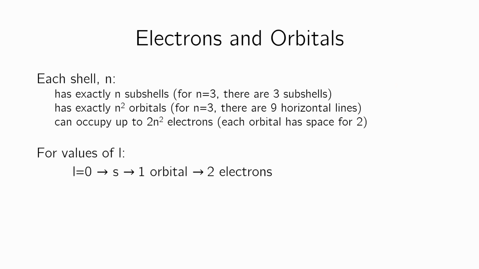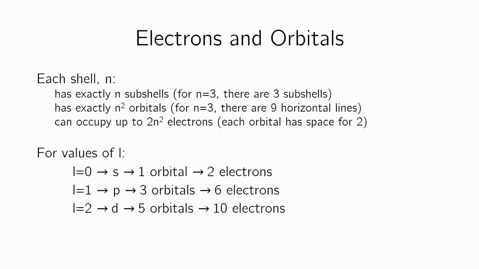The values of L: L is equal to 0 is S, that's 1 orbital and 2 electrons. L is equal to 1, that's P, 3 orbitals, 6 electrons. L is equal to 2 is D, and it's 5 orbitals, 10 electrons. And L is equal to 3 is F, 7 orbitals, 14 electrons.